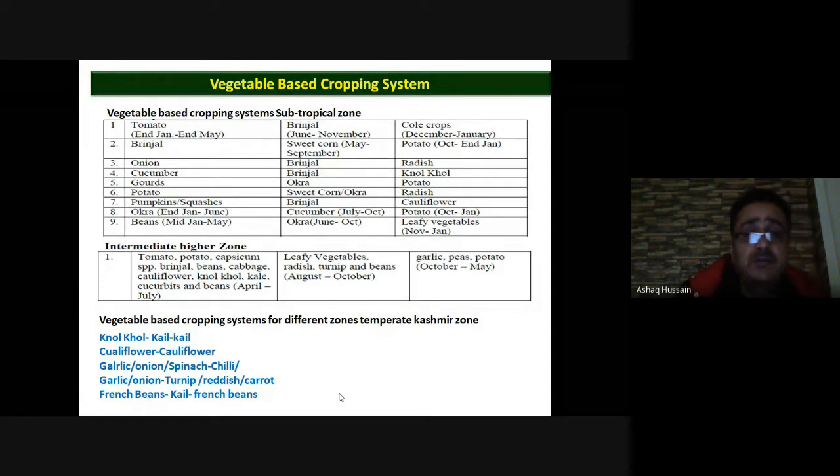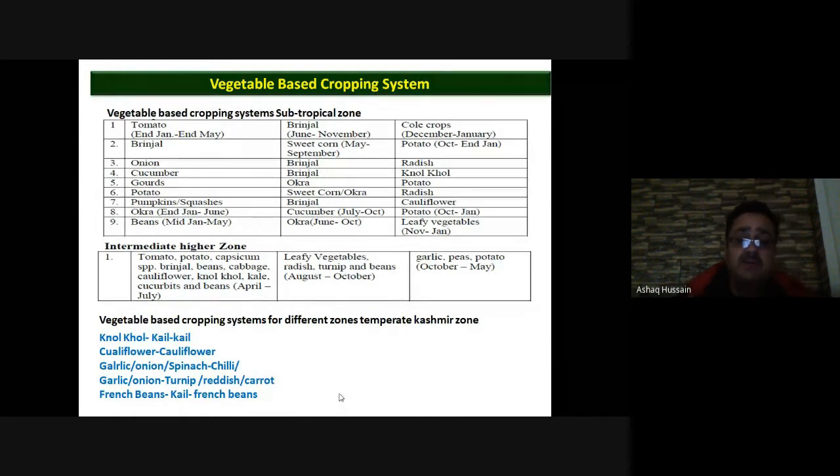Then in the intermediate zone, which is similar to the Kashmir Valley, they grow tomato, potato, and capsicum during the January to May season, and then vegetables like turnip, beans, and other leafy vegetables during the months of August to October, and October to May. In that intermediate region, which constitutes the Doda district and some parts of Udhampur and Rajouri, they grow garlic, peas, and potato during October to May.